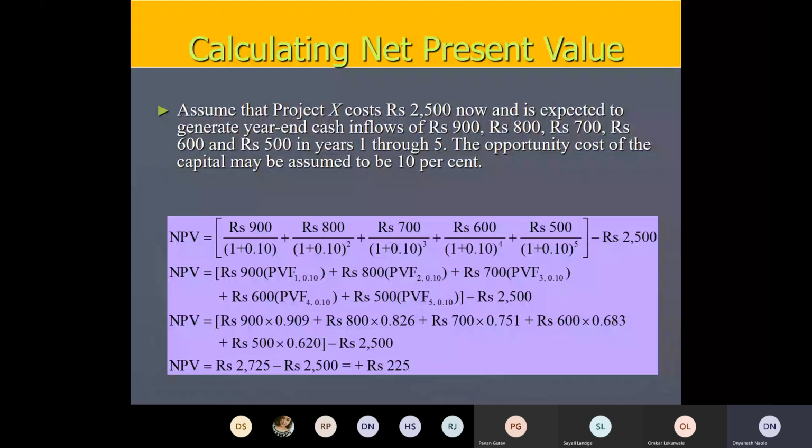The first factor is 0.833, that is 1 upon 1 plus 0.2, which is 0.833. 1 upon 1 plus 0.2 raised to the power 2 is 0.694, and 1 upon 1 plus 0.2 raised to the power 3 is 0.579. Okay, so when you subtract this from the original investment, it comes out to be negative 1004 rupees.